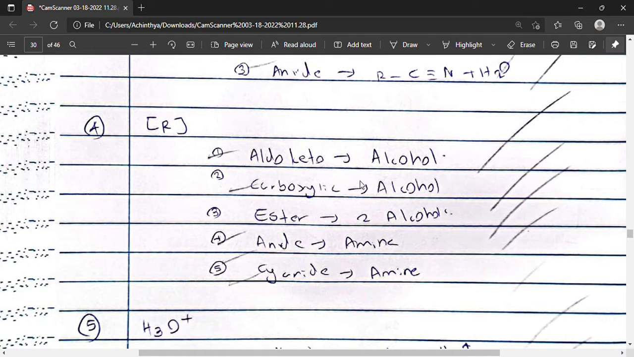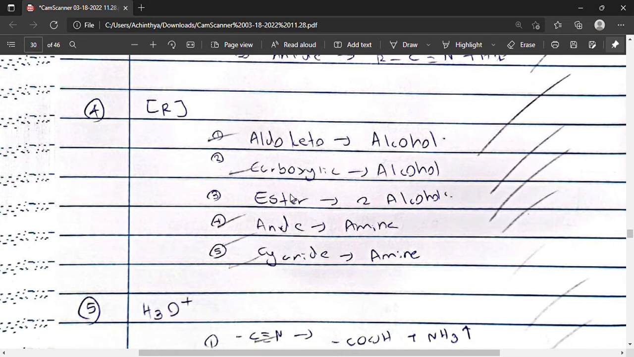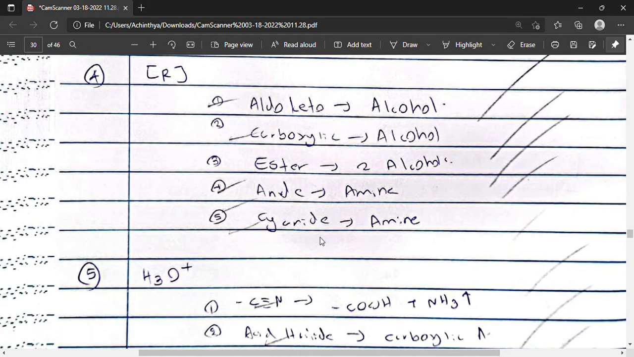These reactions we can't do with sodium borohydride in methanol. We can only use lithium aluminium hydride in dry ether for this. We can reduce esters into two alcohols. We can reduce amides into amines, and we can reduce cyanides into amines as well.